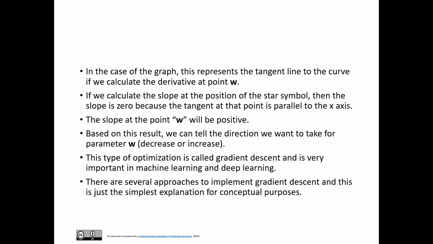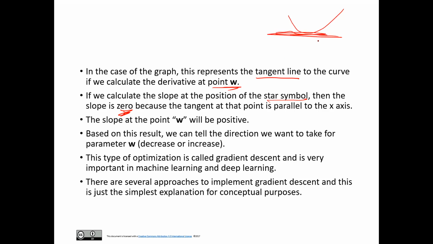So again, as I said, you won't have to calculate these derivatives. That's done by the gradient descent algorithm. But I do want you to understand the intuition behind it. In the case of the graph, the derivative will represent the tangent line to the curve. If we calculate that derivative at point W, it's always in terms of a specific position. So if we calculate the slope at the position of the star symbol, then the slope is 0, because the tangent at that point is parallel to the x-axis.